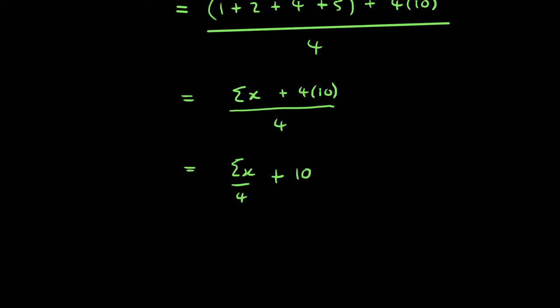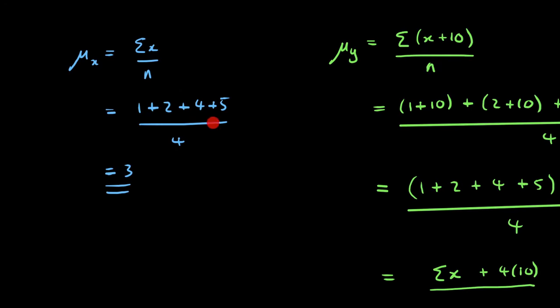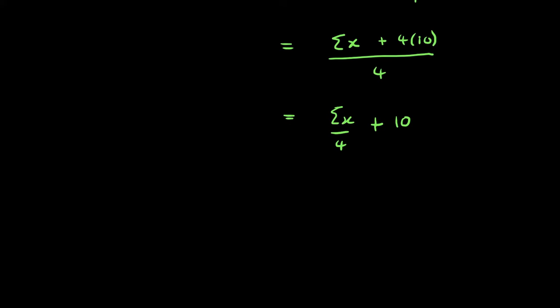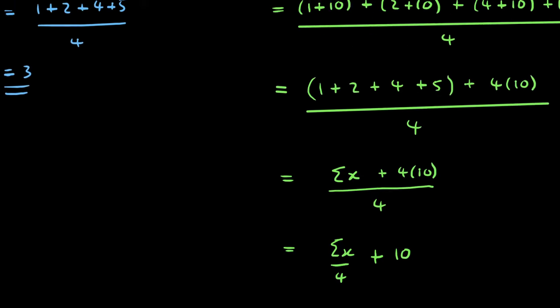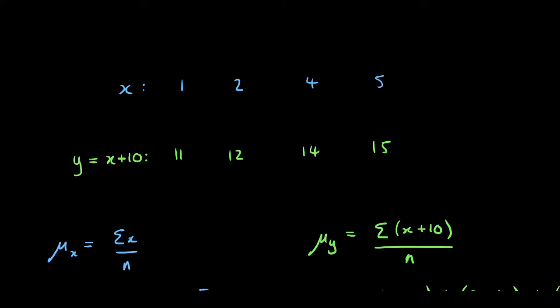Now, what is our sigma x upon 4? If we go back, remember, this is just the mean of x, right? So this is the same thing as mu x. What we end up with here is that the mean for y is the same thing as the mean for x plus 10. Right? So if we go back to our data points, the mean for x that we defined earlier was 3. So the mean for y will be 3 plus 10, which is 13.